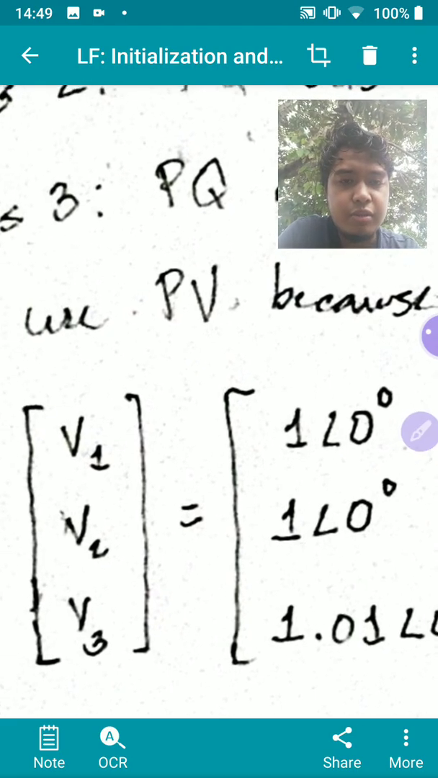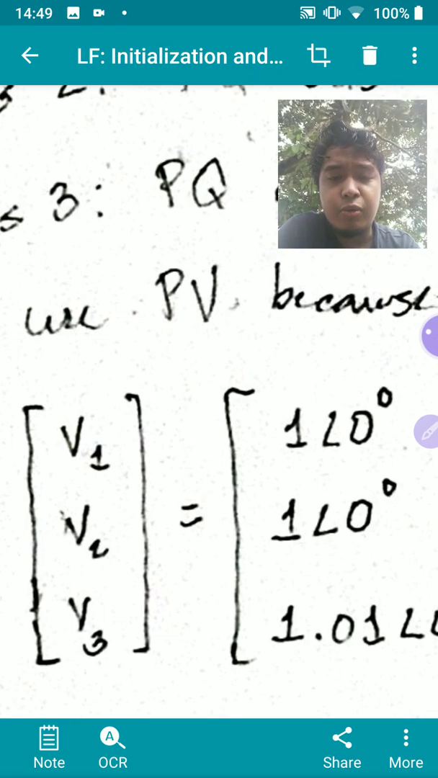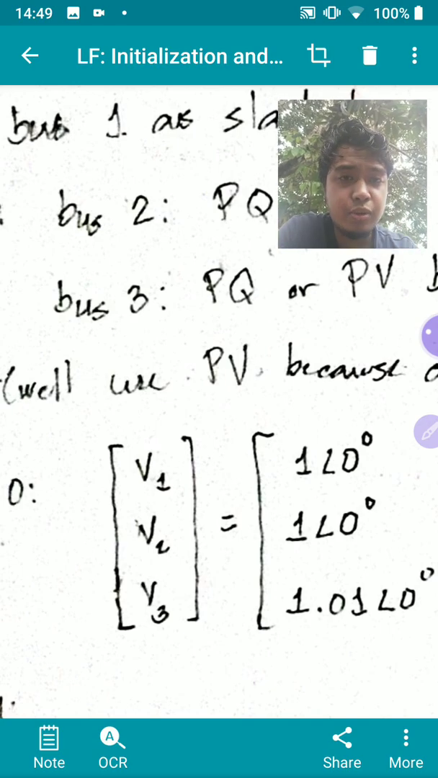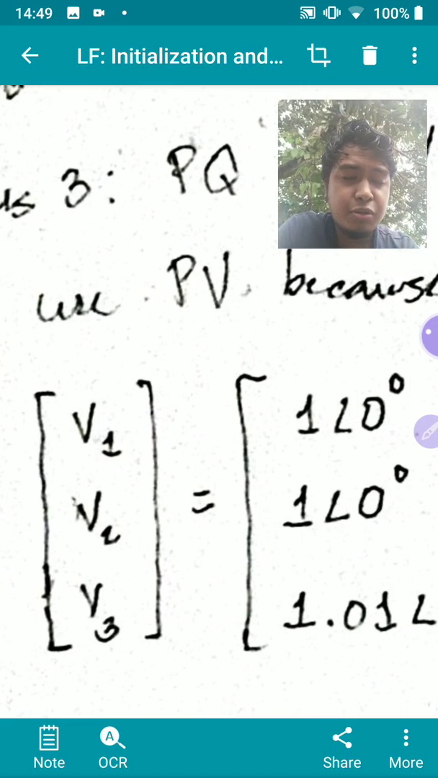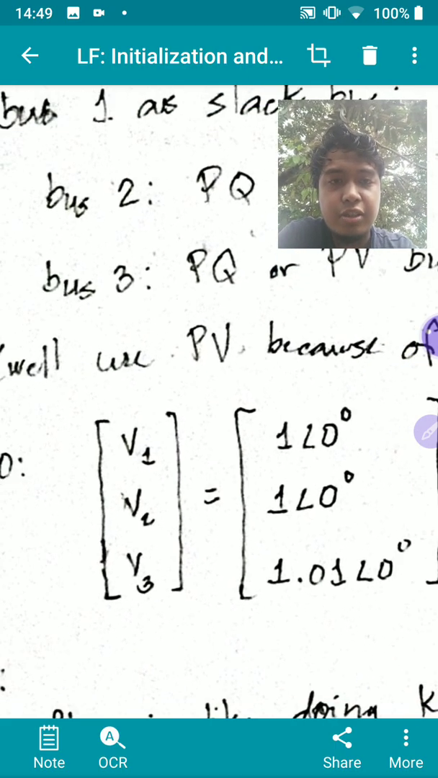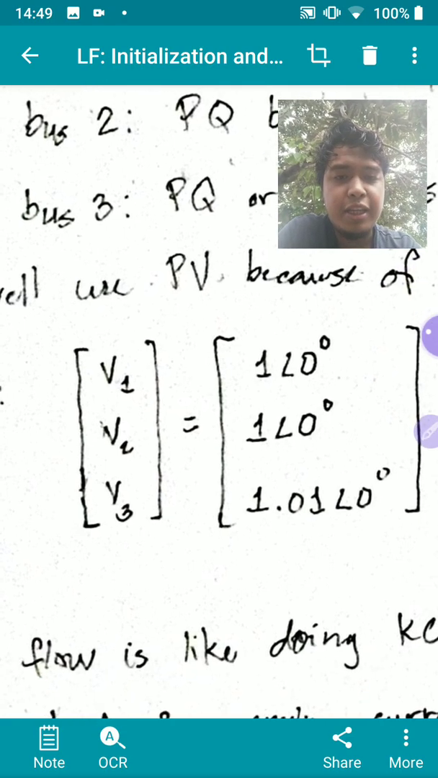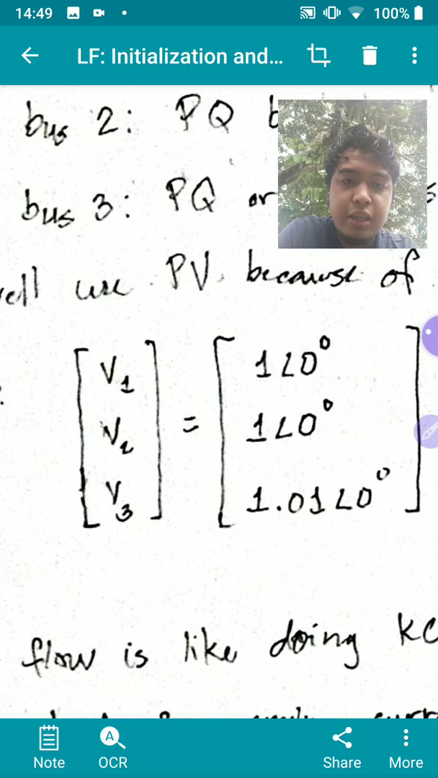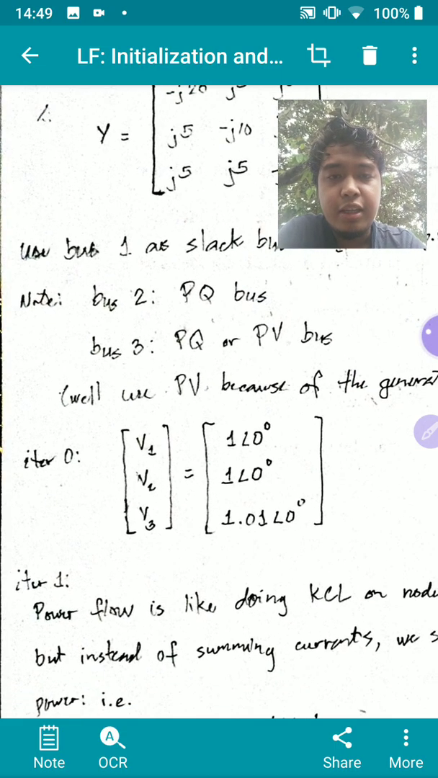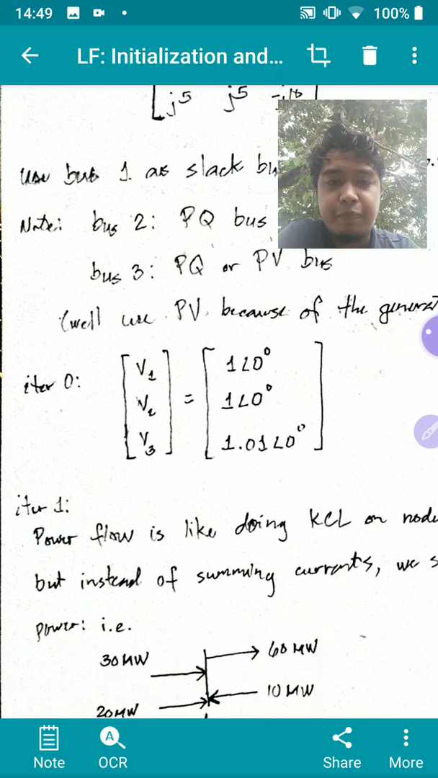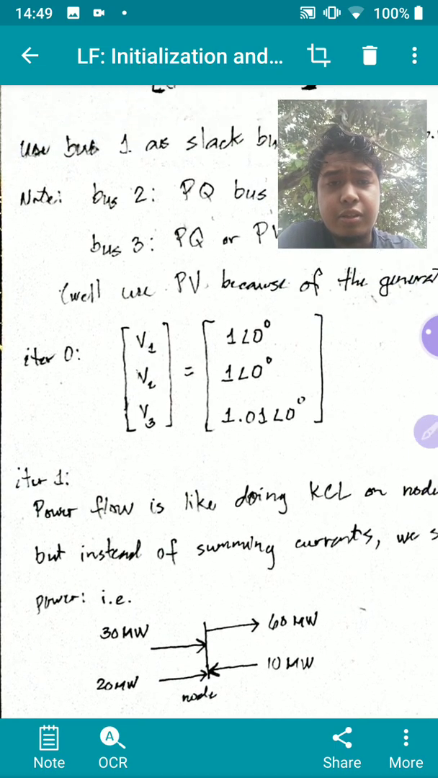For bus 1, it's a slack bus, so it will always be 1∠0. For bus 2, for initialization, I'll be using the 1∠0 flat voltage. For bus 3, I can use 1∠0. However, take note that we treat bus 3 as a PV bus, so that means we'll be keeping its voltage magnitude. So instead of 1∠0, we'll be keeping the 1.01 voltage magnitude and let the 0 degrees be the variable. So that's how you initialize the power flow solution. That's basically iteration 0, initialization.